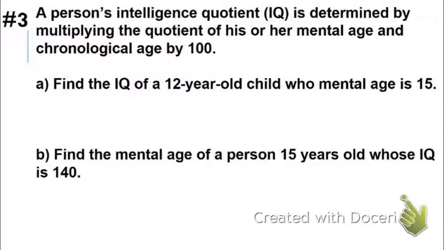A person's intelligence quotient, IQ, is determined by multiplying the quotient of his or her mental age and chronological age by 100. What? Why? Let's break apart the second part of that sentence and figure out what they're actually describing. What do they tell me we're doing? Dividing. Tell me what word meant dividing. Quotient.